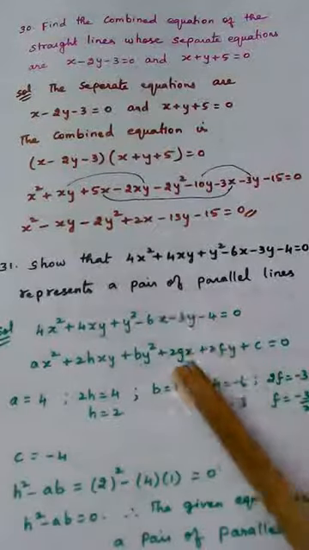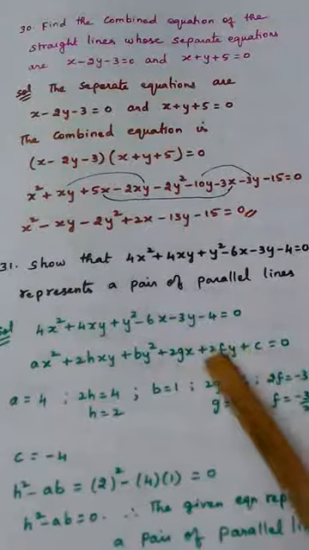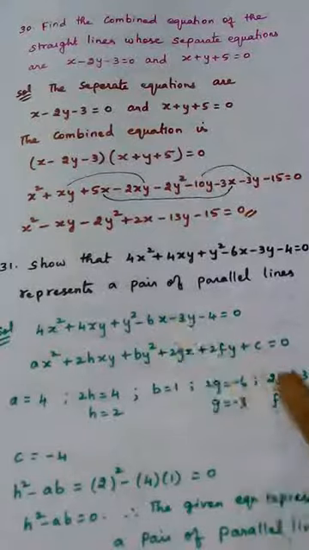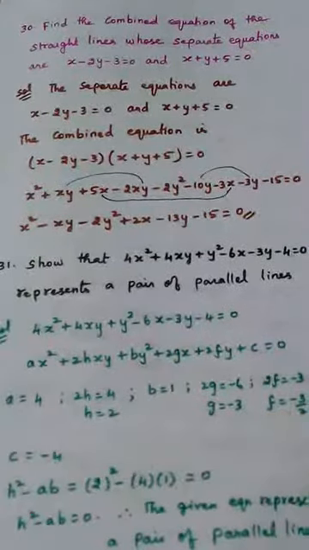Comparing the x term, 2g is equal to minus 6, so g is equal to minus 3. Comparing the y term, the coefficient is generally called 2f. So here it is minus 3, so 2f is equal to minus 3, and f is minus 3 by 2. So we should know how to compare these two and write all these things.